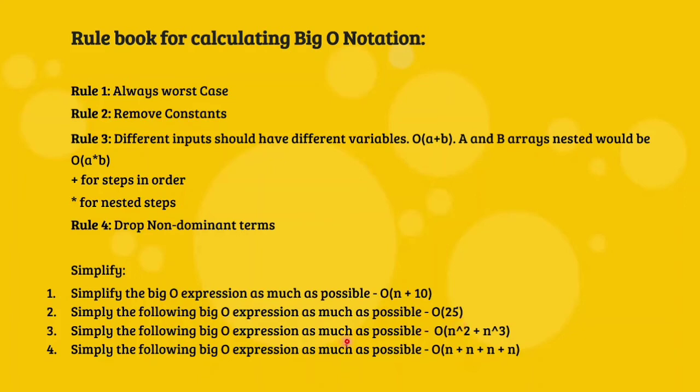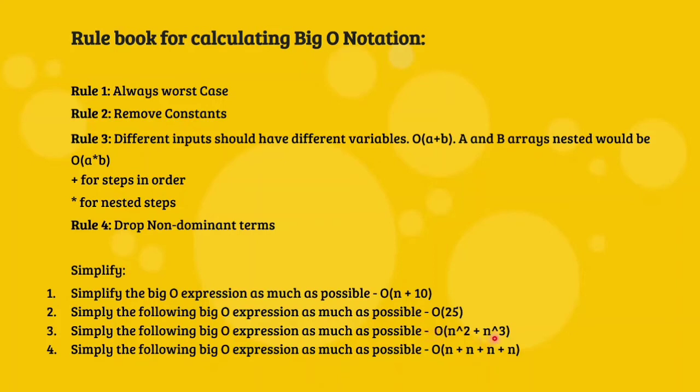In our third example, we have been given O of n square plus O of n cube. But rule number 4 says drop non-dominant terms. So O of n square is lesser than O of n cube, and that is much lesser if we talk about billions of inputs. So surely we will drop O of n square and we will be left with the time complexity of O of n cube.